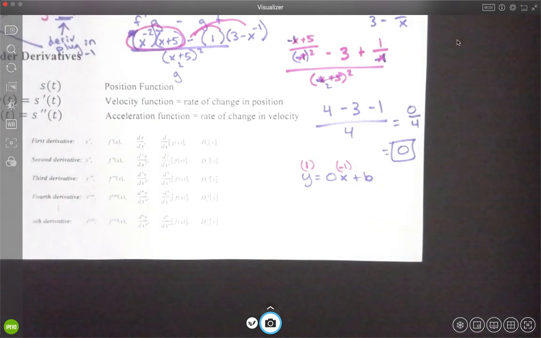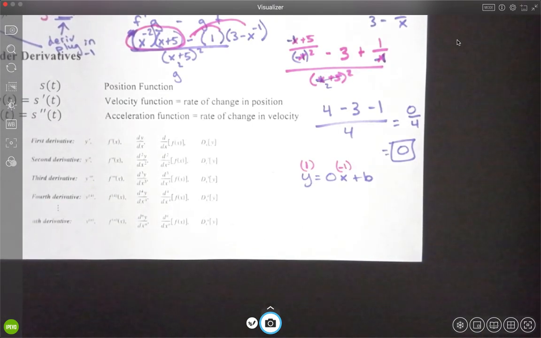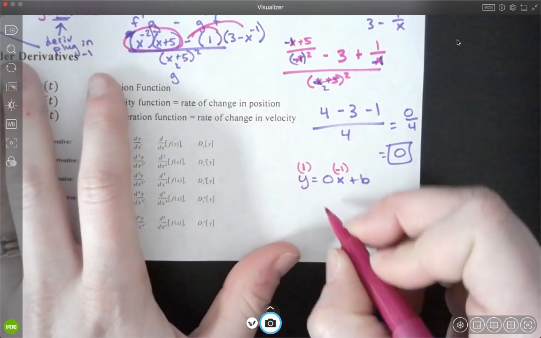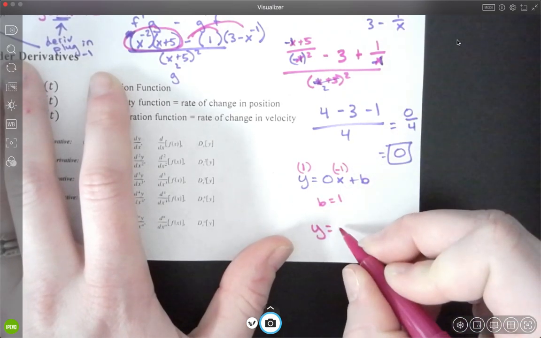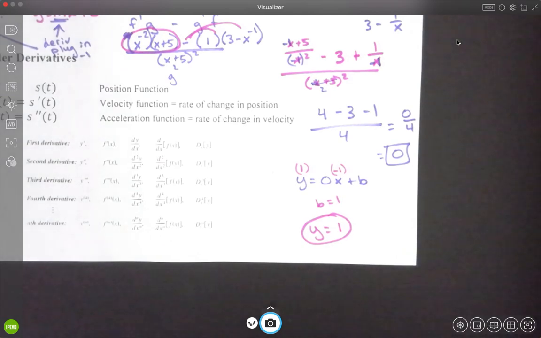You have your point, negative 1, 1, right? Plug that in, solve for b. And I have something like b is 1. So y equals 0x plus 1, or just y equals 1. That's my equation of my tangent line.